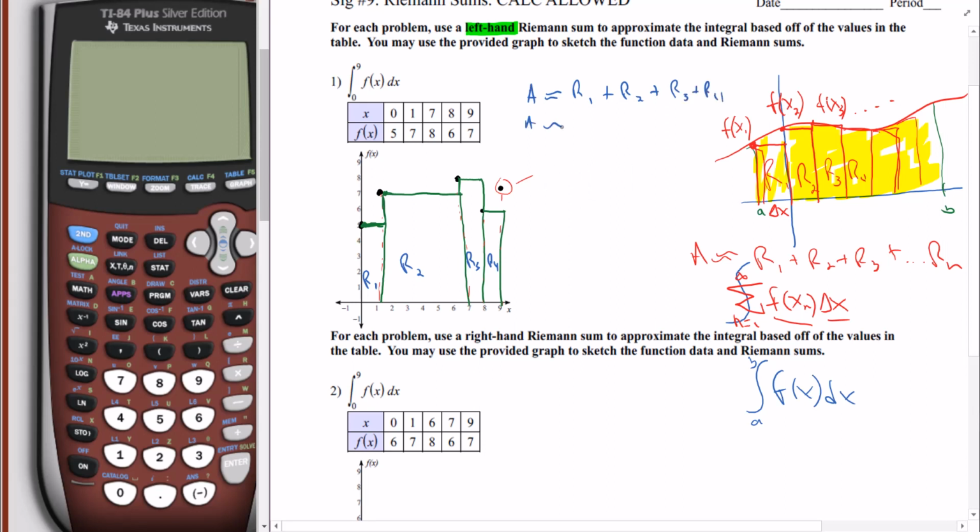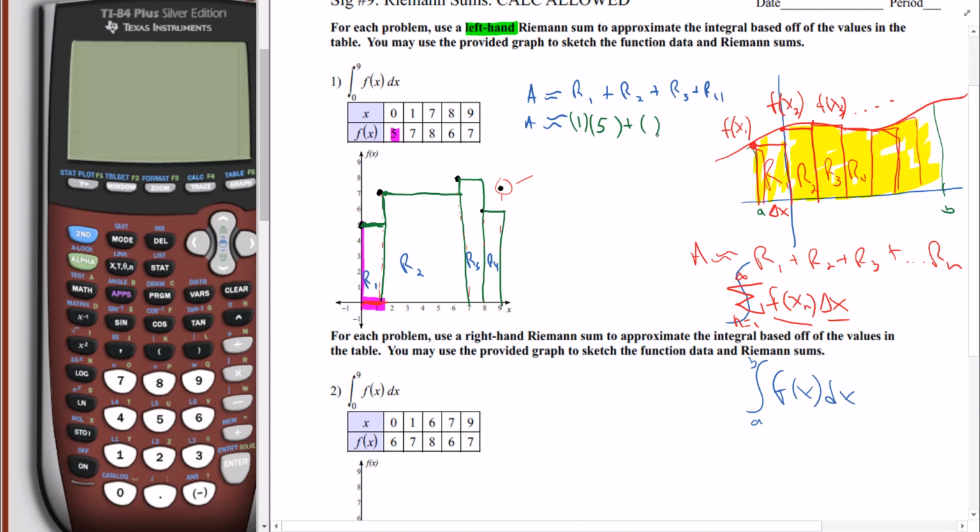Right, so our area is going to be, well, what's the area of R1? Well, base times height, right? So what's the base of this rectangle? Look down here. What's the base? That's 1 unit, right? It goes from 0 to 1, so that's 1 unit. So this is going to be 1 times, what's the height? Well, the height was determined by the left endpoint, so the height was the y coordinate here, which is this guy, which is 5.